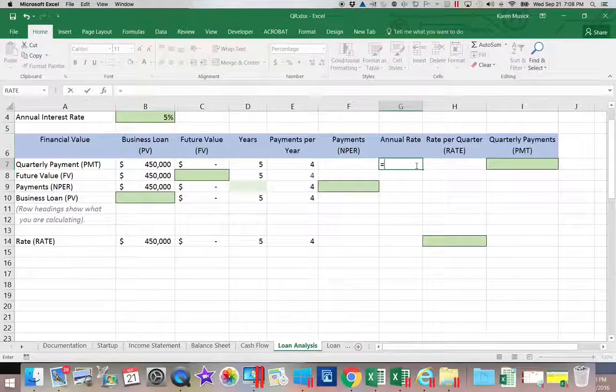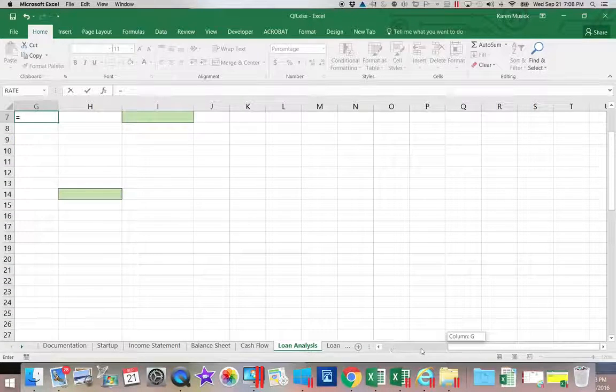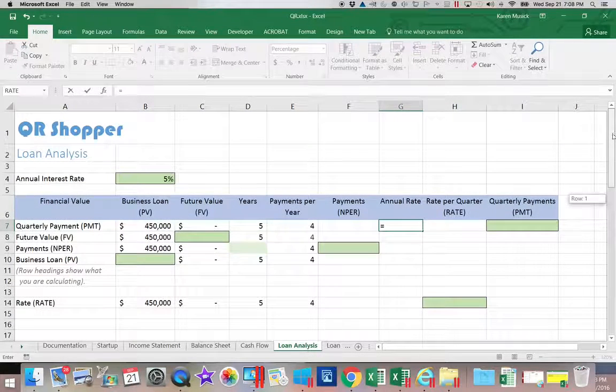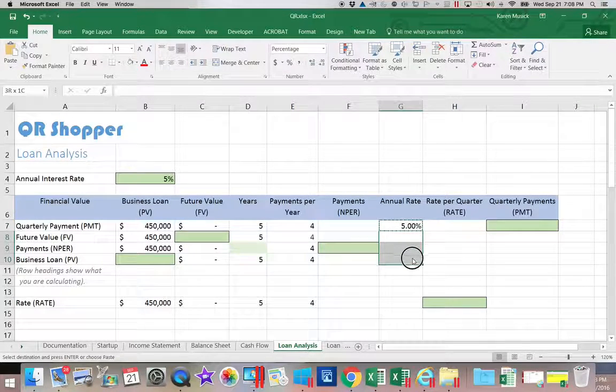The annual interest rate is given to us. So it's in B4, but instead of having to reference it up, I'm going to make it an absolute reference, so that I can then copy it and include it in these other rows. Now I can't include it in this row because I will be calculating the rate per period. So we're going to have to calculate that.